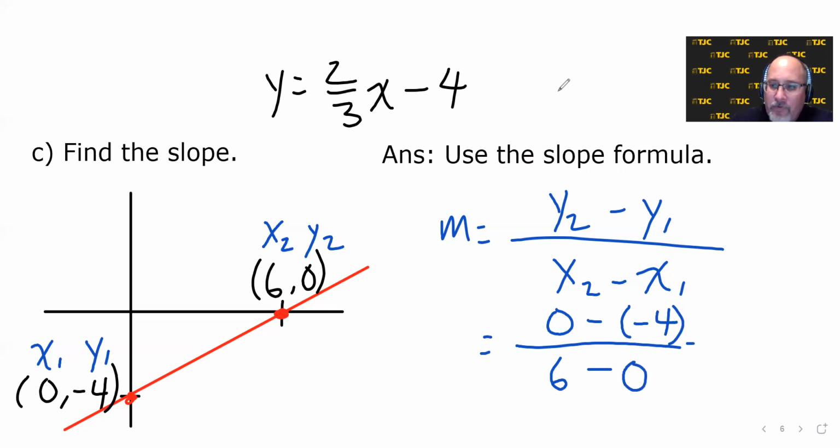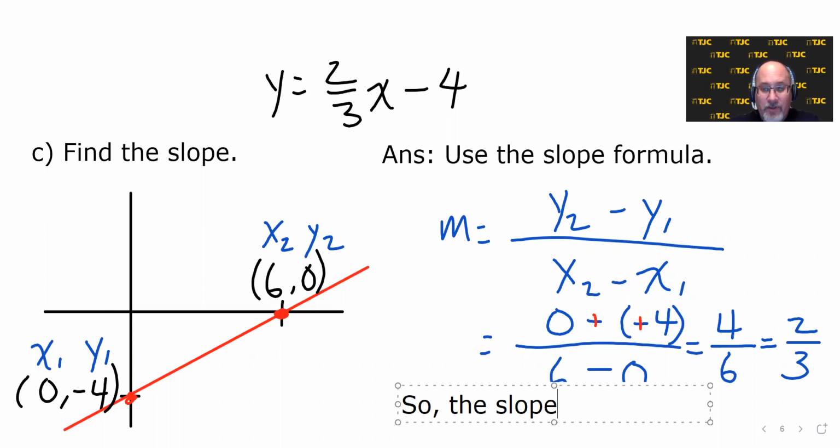Well, this is pretty easy to do. The bottom is just 6 minus 0, which is 6. And on the top, when you do minus and negative, it's like plus a positive. That's actually the definition of subtraction, to add the opposite. And so we end up just getting 0 plus 4. Well, 0 plus 4 is just 4. That was easy. Thank you, 0. Oh, but we have a fraction that can reduce. 4 over 6 can reduce to 2 over 3. And so our slope is 2/3.